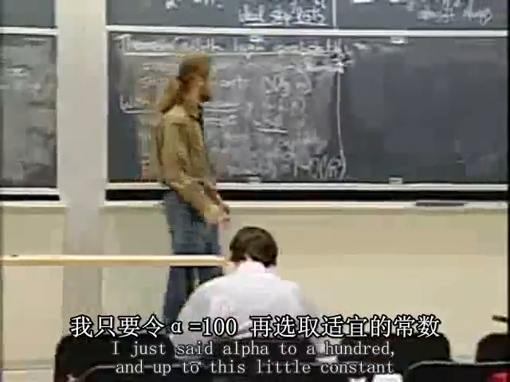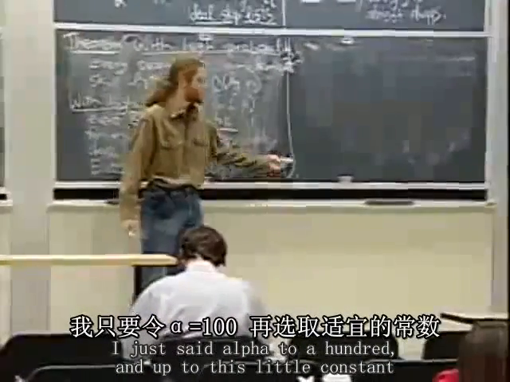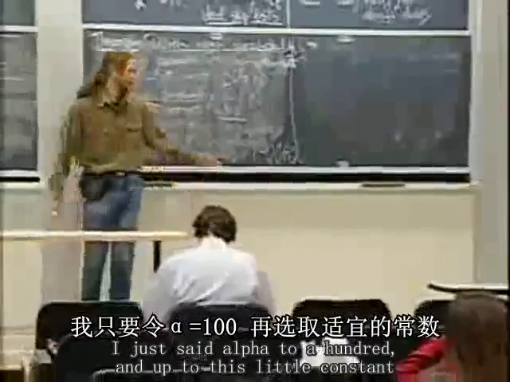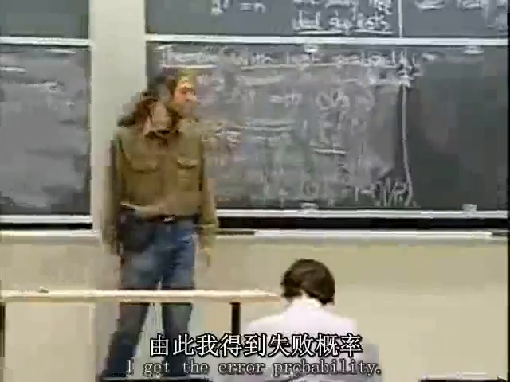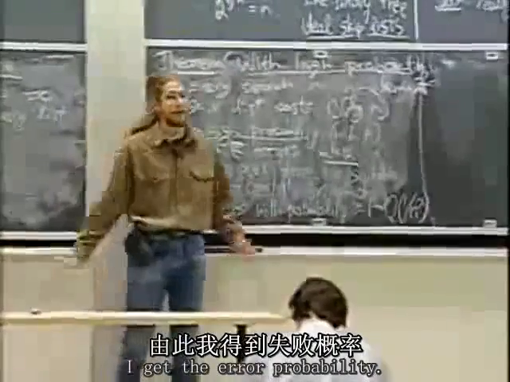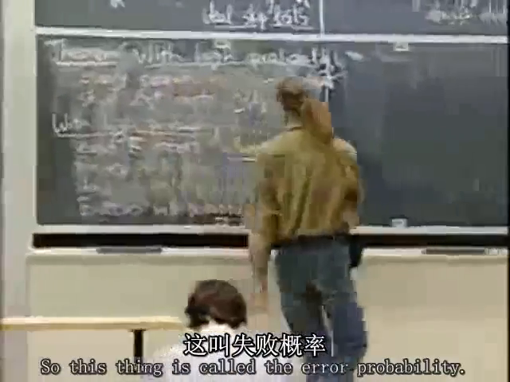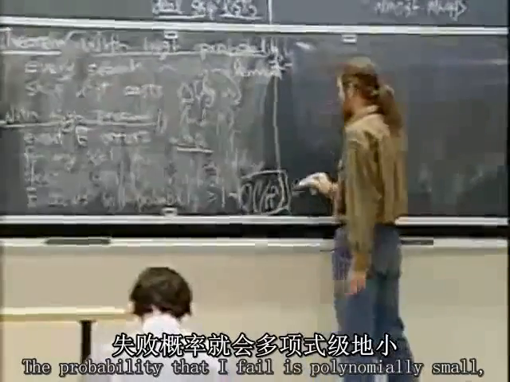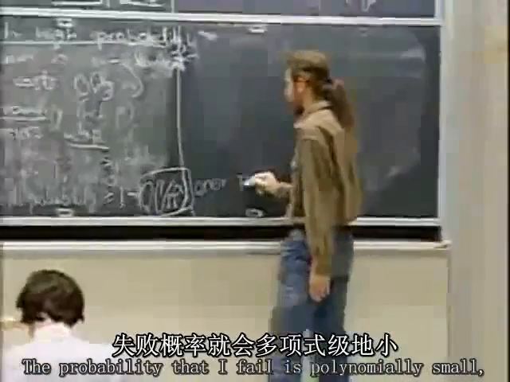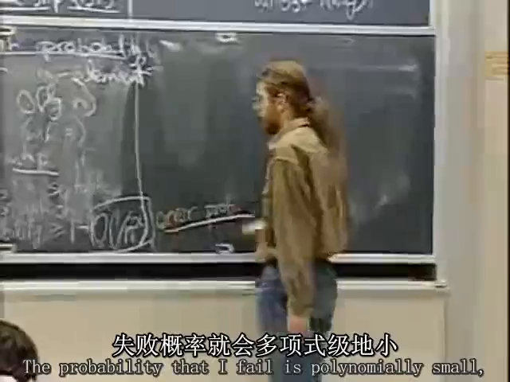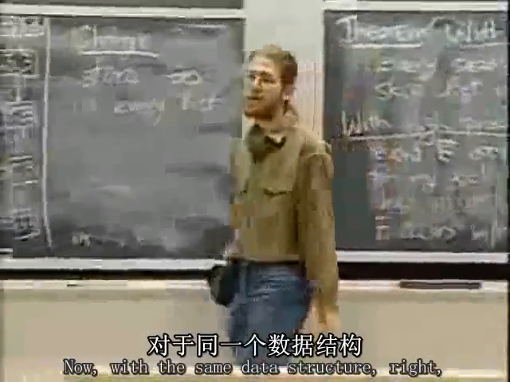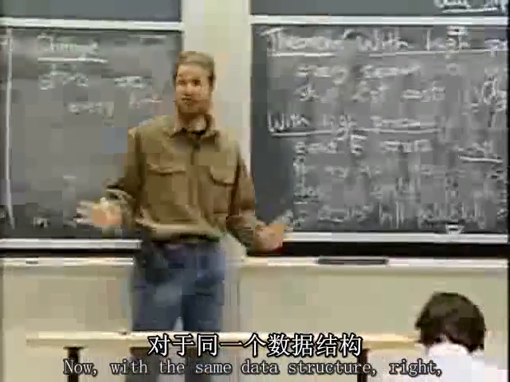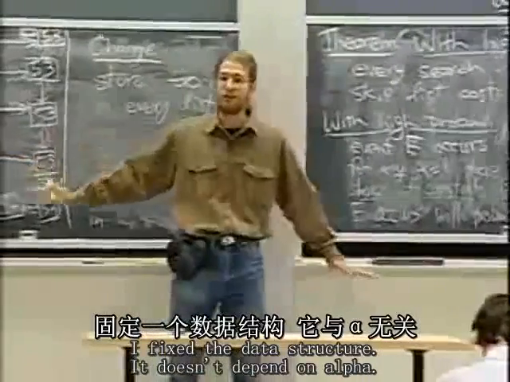I just set alpha to 100, and up to this little constant, but that's going to grow much slower than n to the alpha. I get the error probability, so this thing is called the error probability. The probability that I fail is polynomially small for any polynomial I want. Now, it's with the same data structure, right? I fix a data structure, it doesn't depend on alpha.